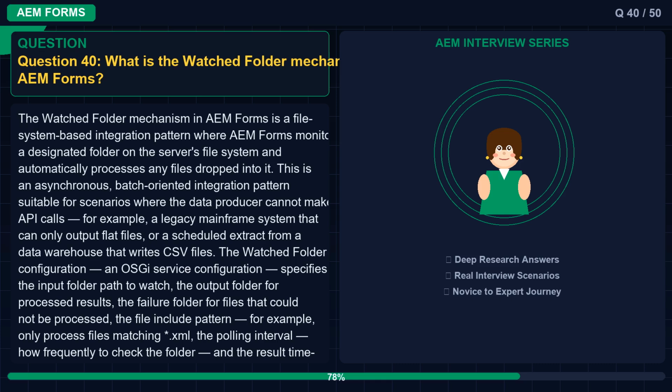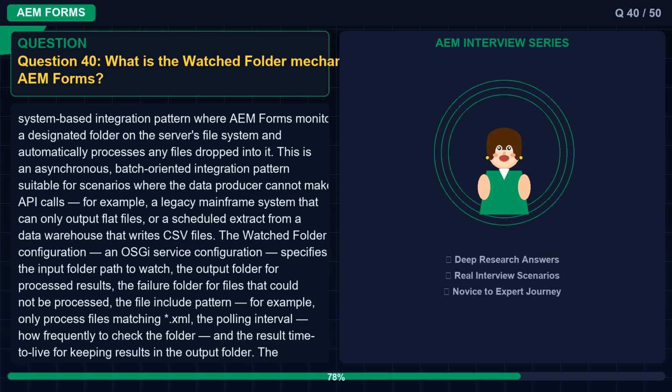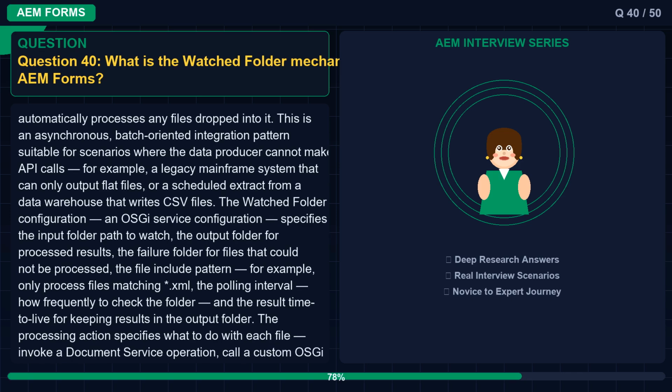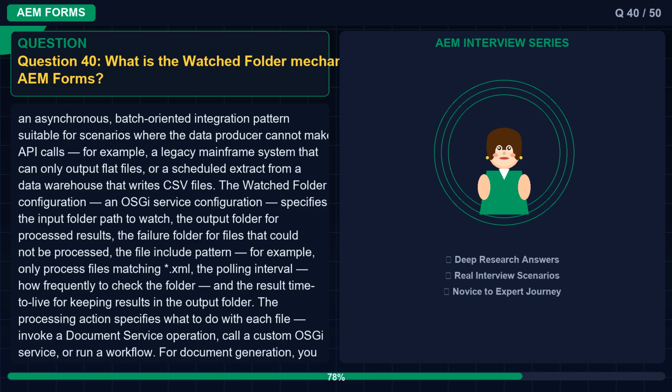Question 40. What is the watched folder mechanism in AEM Forms? The watched folder mechanism in AEM Forms is a file system-based integration pattern where AEM Forms monitors a designated folder on the server's file system and automatically processes any files dropped into it. This is an asynchronous, batch-oriented integration pattern suitable for scenarios where the data producer cannot make API calls, for example, a legacy mainframe system that can only output flat files, or a scheduled extract from a data warehouse that writes CSV files.